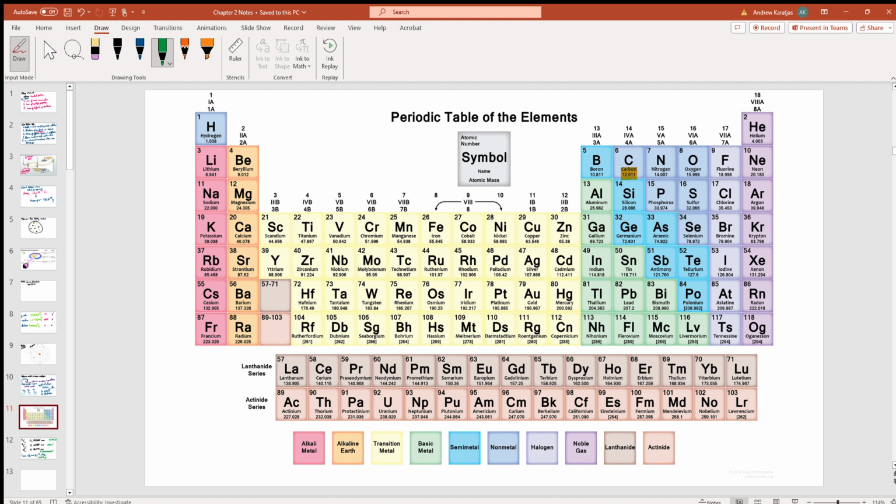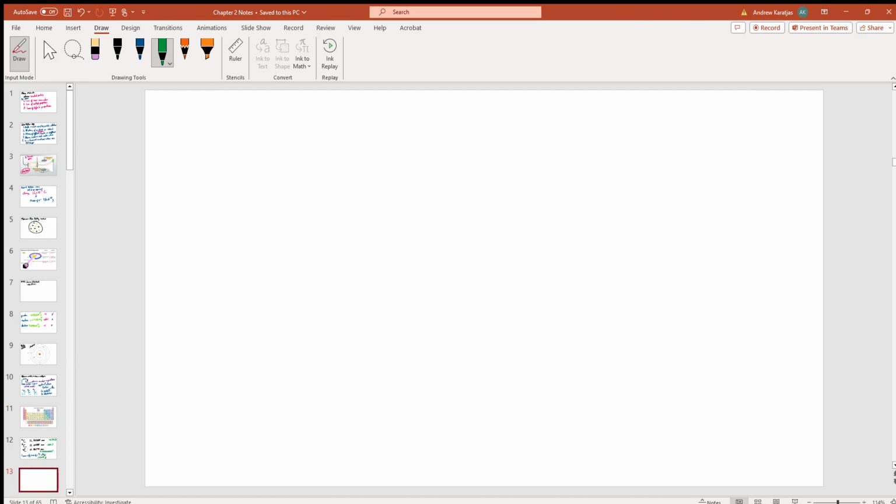And that's what's going to be true for all of the elements here on the periodic table until we get to things up into the 90s. What we can do is we can take a weighted average of the different isotopes of carbon.